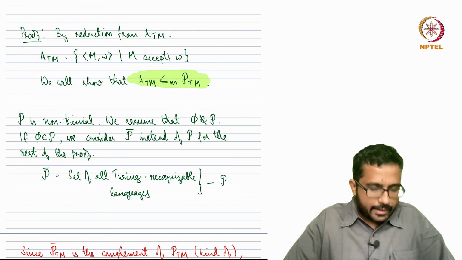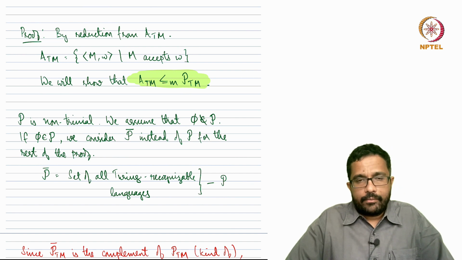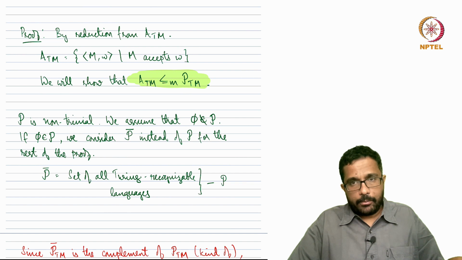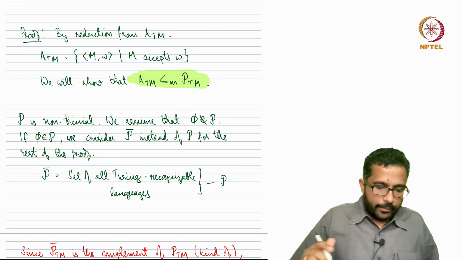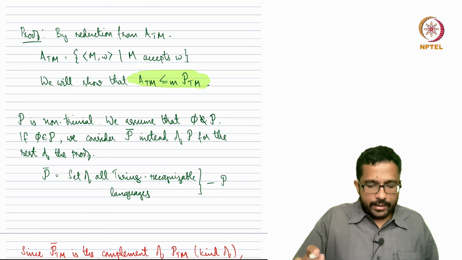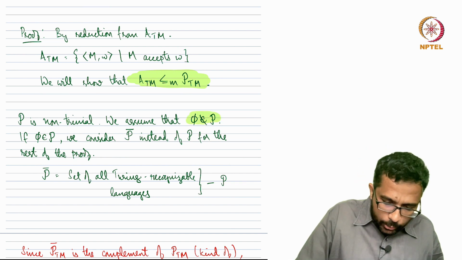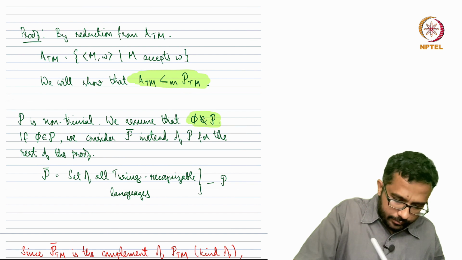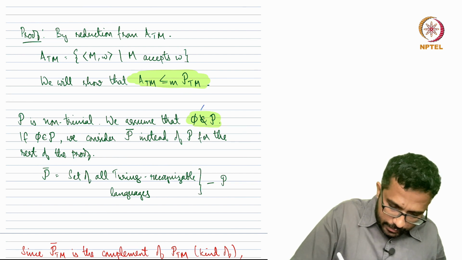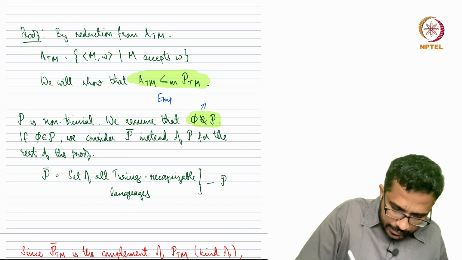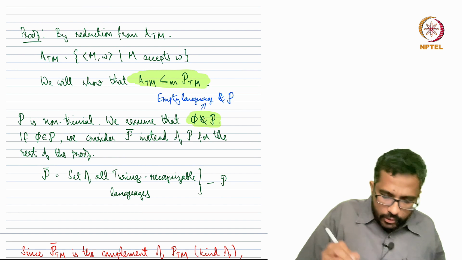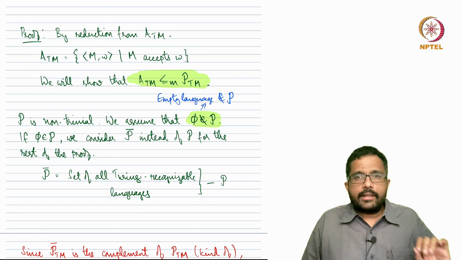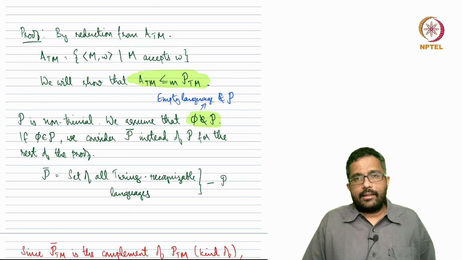By the statement of the theorem, P is a non-trivial property, which means it is not the empty property, and it is not the property of all the Turing recognizable languages. So let's first assume that the empty language is not in P. Maybe I'll just write here, empty language is not in P. This is a without loss of generality assumption.